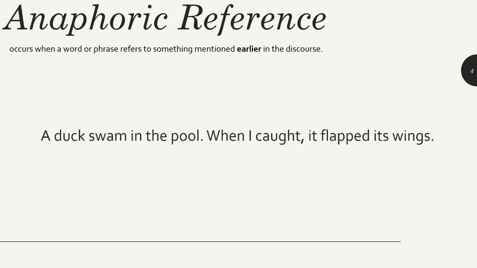A duck swam in the pool. When I caught it, it flapped its wings. So, a duck. A duck is an animal. So, it replaces the duck with it. And it refers to the duck because it shows that the wings belong to a duck.